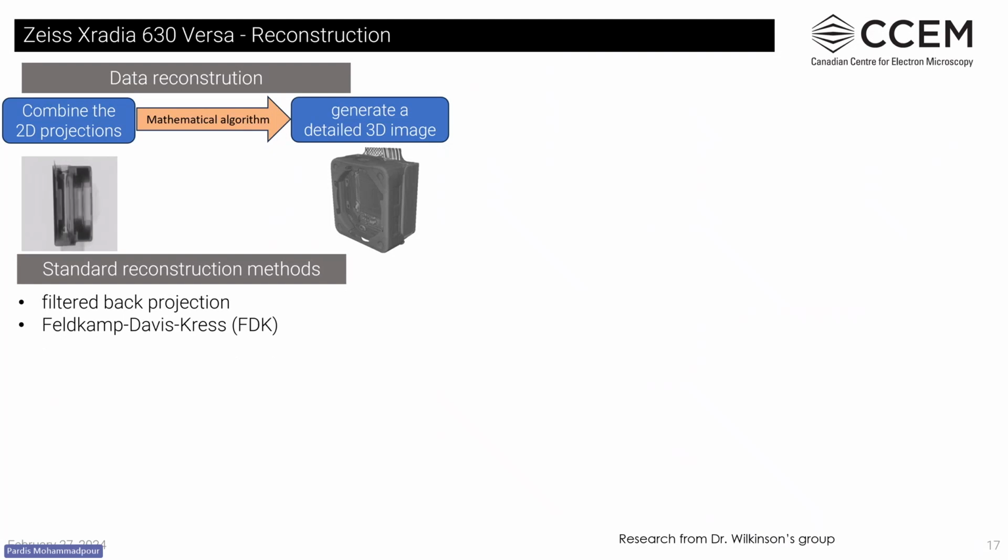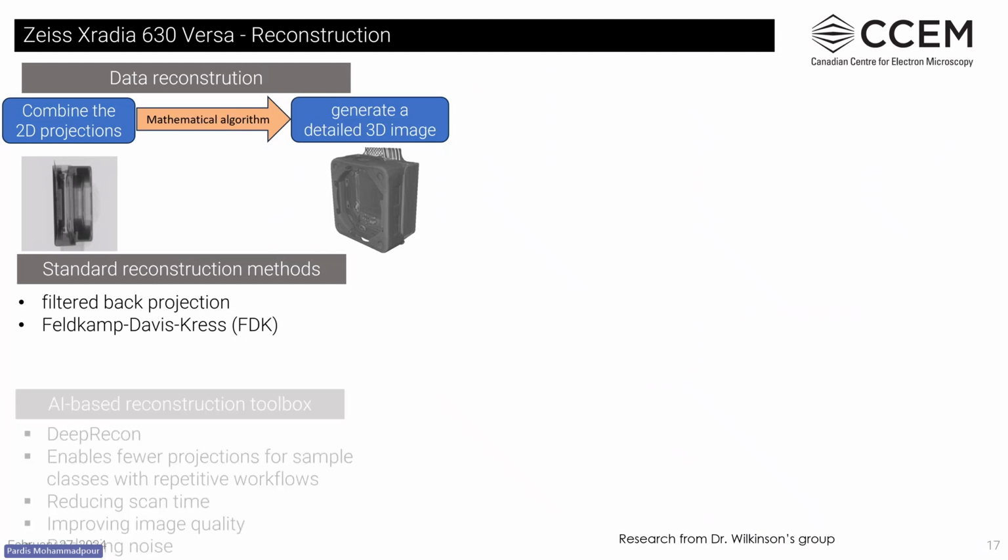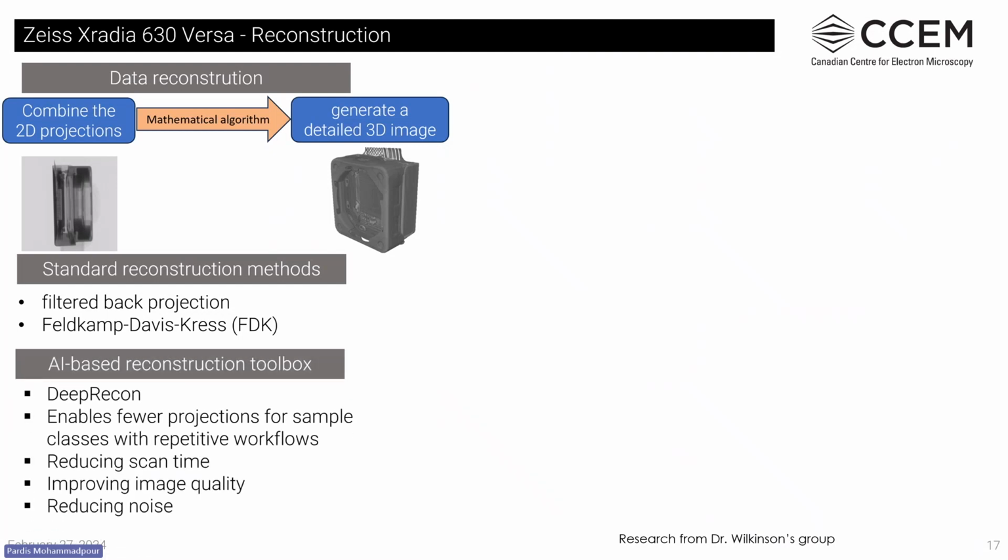Other than this standard reconstruction algorithm, Zeiss Reconstructor software offers a deep learning-based reconstruction toolbox called DeepRecon. It enables fewer projections for sample classes with repetitive workflows, which reduces the scan time significantly. There is also another image quality model, in which we train the model based on the CT data, and it will increase the image quality for that data set by reducing the noise in the image.